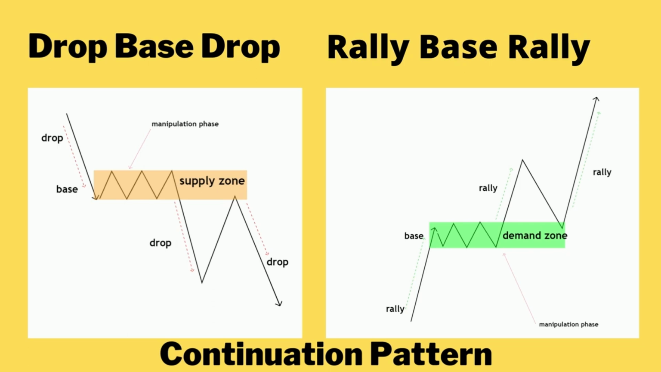In the second structure, we have a rally base rally, where the market rallies up, consolidates, rallies, forms a demand zone, and rallies again. These are also considered continuation patterns. So if we identify these structures, just know that we are in a continuation market.